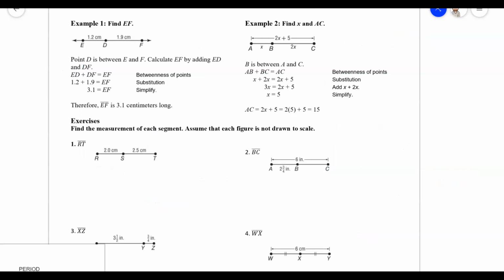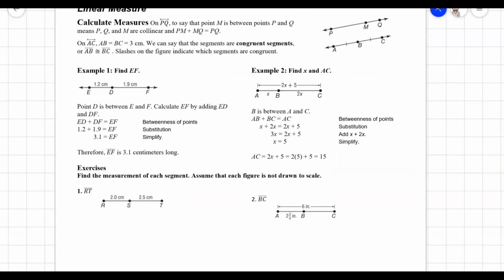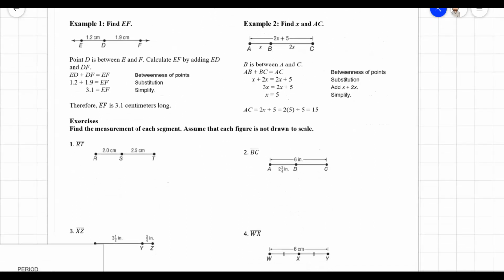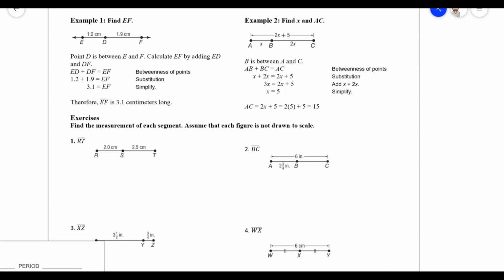Okay, now you can see in the next part of our study guide here, we don't have the measurements with the ruler now, but we want to start to think about the concept of betweenness, if one point is in between another. So let's look at what they're asking for here.